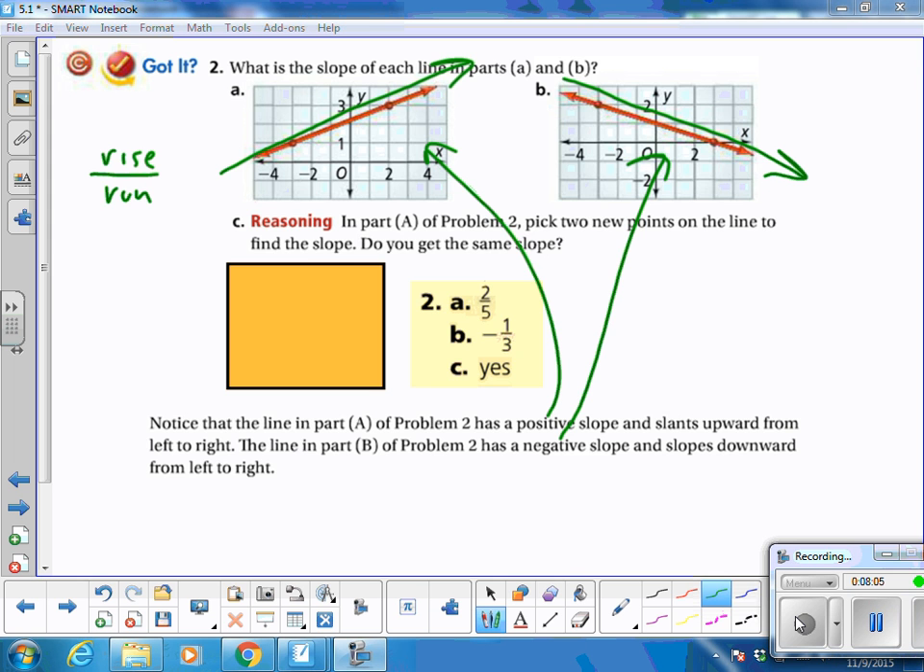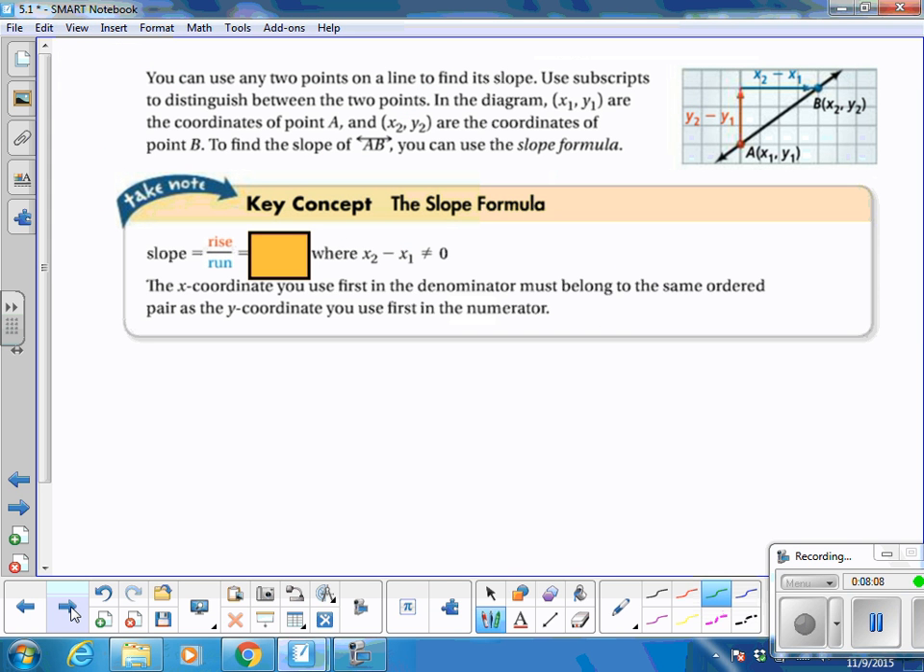The story of the graph. You can use any 2 points on a line to find the slope. Use subscripts to distinguish between the 2 points. In this diagram, x1 and y1 are the coordinates of point A. x2 and y2 are the coordinates of point B. We use this to keep track of it. And we're just trying to find the slope of line AB.